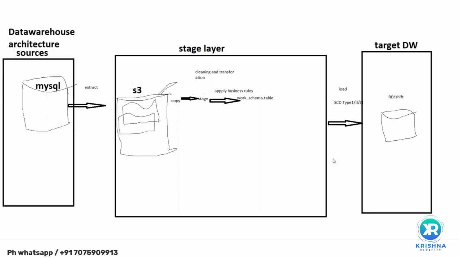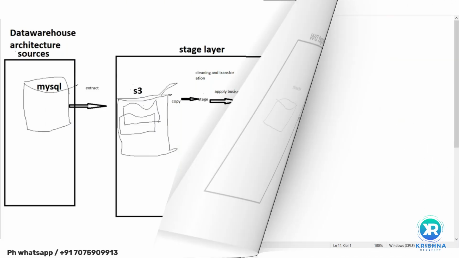SCD type 3 means you should always maintain some 3 months data or 4 months data. So you will always have an additional delete statement, delete from table where load date is older than 90 days. So if any data is older than 90 days, you are deleting every day, because every day data will be added. So tomorrow, the 90th day becomes the 91st day, so tomorrow you are deleting the 91st record. Like that, every day you will delete the 91st record and you will keep only 90 days data. That means you will be applying that logic.